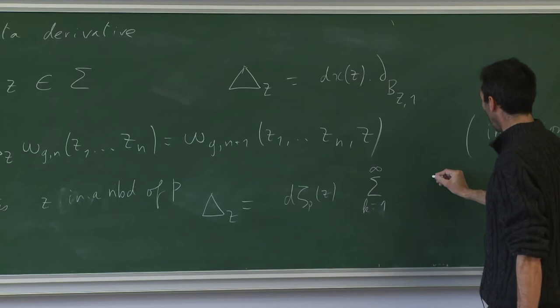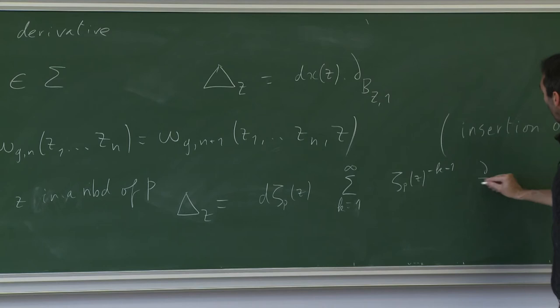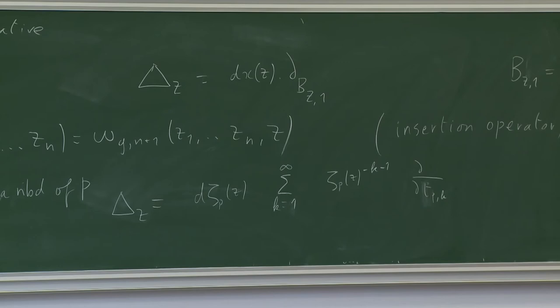Zeta p of z to the minus k minus 1, d over d t p k. In the term, there is symmetry in the z variables. There is a non-trivial fact that omega is symmetric in the z variables. Is it visible from delta, or is it still non-trivial? No.